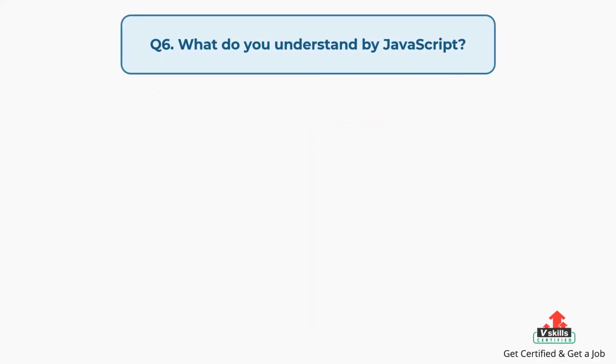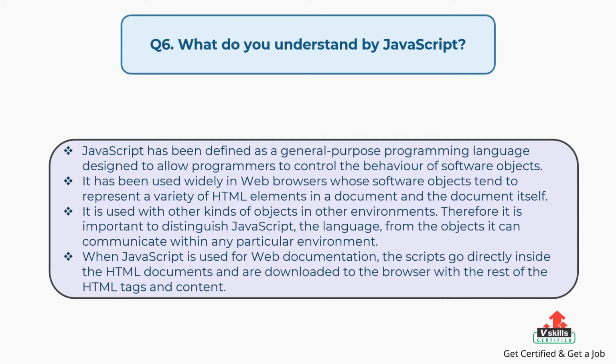Question number 6. What do you understand by JavaScript? The answer is: JavaScript has been defined as a general-purpose programming language designed to allow programmers to control the behavior of software objects. It has been used widely in web browsers whose software objects tend to represent a variety of HTML elements in a document and the document itself. It is used with other kinds of objects in other environments.